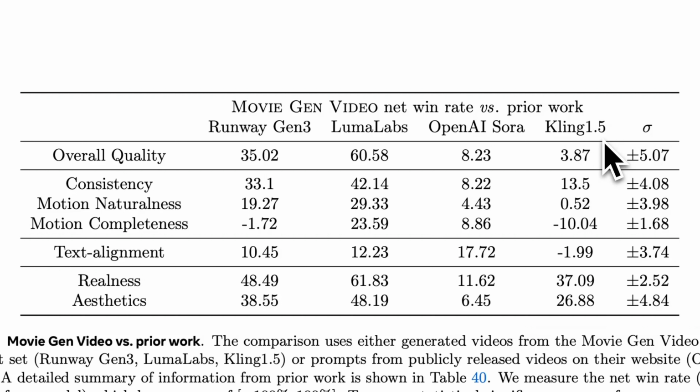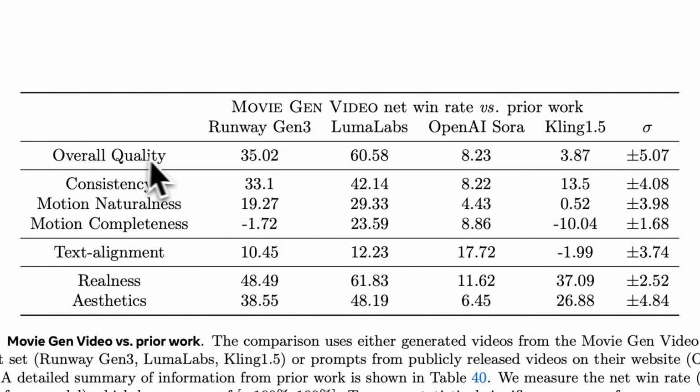So all these models are compared against the Movie Gen model, and in simple terms, the lesser the number is, that means that the model is better. For example, out of all these numbers, 3.87 is the lowest. So Kling 1.5 is best among all of these. If this number goes into the negative side, this means that the Movie Gen model is actually worse than the model it is compared to. And if it's positive, it means it is on par or better.